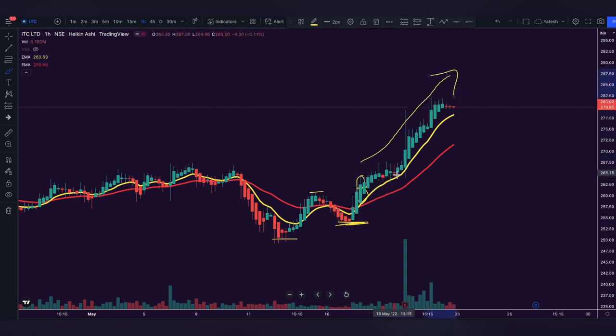Stop loss will be this level, and for the target you can see what a good move the market gave. Here you can observe there are weak candles, but we do not have any red candles like this bearish candle, which will be our exit. Till then we will be in this trade.